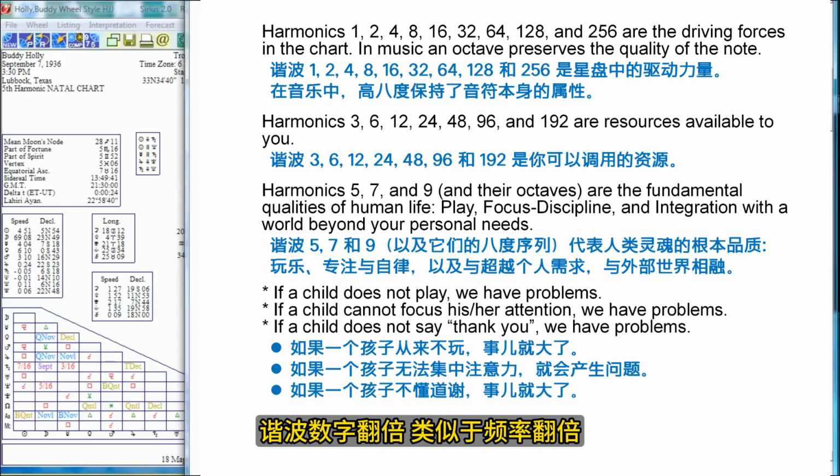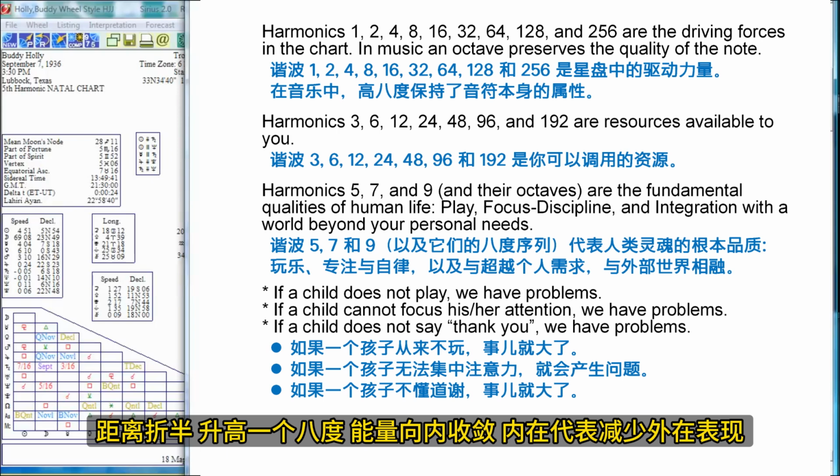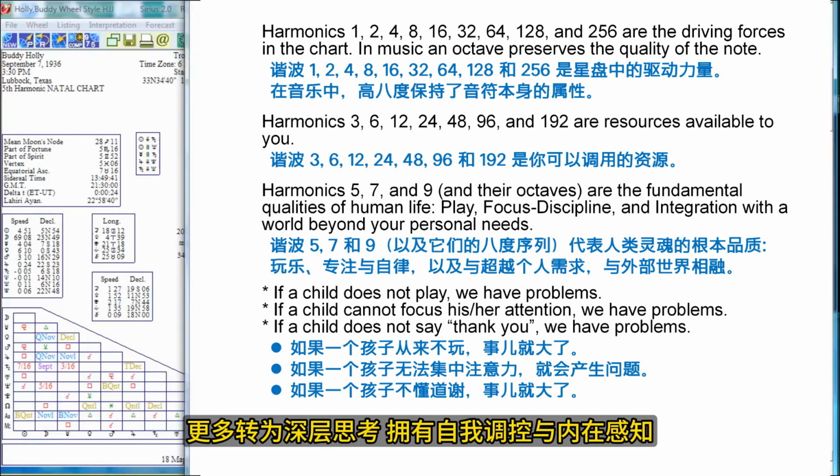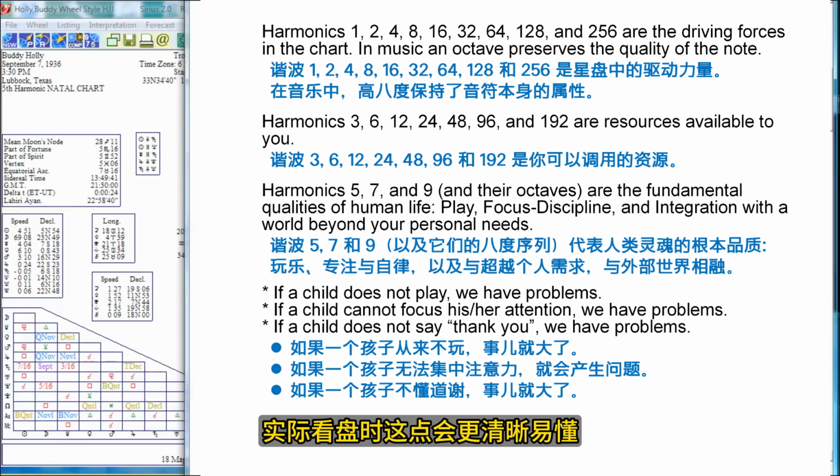As you double the number, which is the same as doubling the frequency, which is the same as taking half the distance, you're going up an octave, and it becomes more internal. And internal means less outwardly expressive, and more of an inner thought, basically. Also an inner control, an inner attunement to it. This will become clearer when we look at charts.